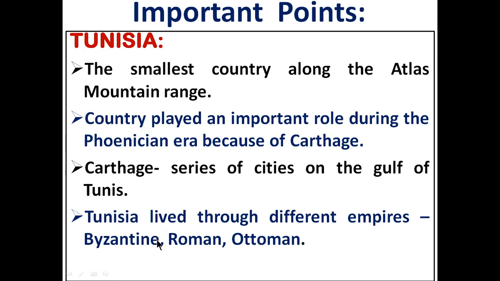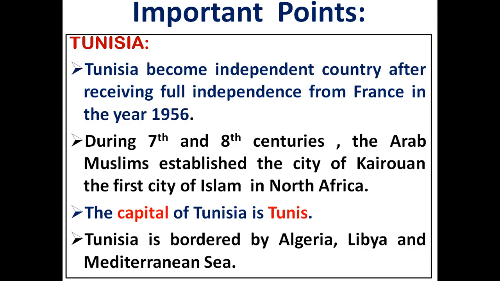Tunisia also lived through different empires, that is Byzantine, Roman and Ottoman. These were the empires which lived in Tunisia. Some other important points: Tunisia became an independent country after receiving full independence from France in the year 1956. And during the 7th and 8th centuries, the Arab Muslims invaded and established the city of Cairo, the first city of Islam in North Africa.